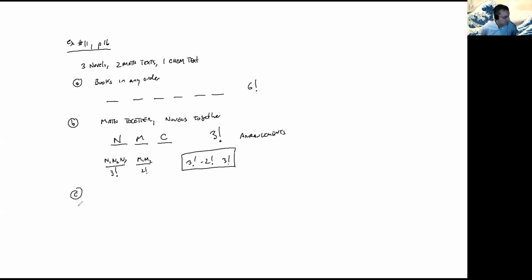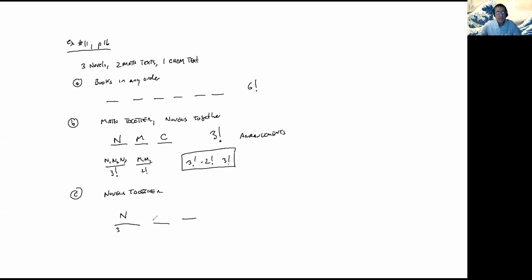And then in part C, what do we got? Well, we're asking about the novels being together, but no other restriction. So how do we do that? Well, what we have is, if we're sticking the novels together, let me put N as the set of all novels. And then there are no other restrictions in the remaining categories, right? So how many remaining categories are there? Well, we put the three novels together. There are three of them.